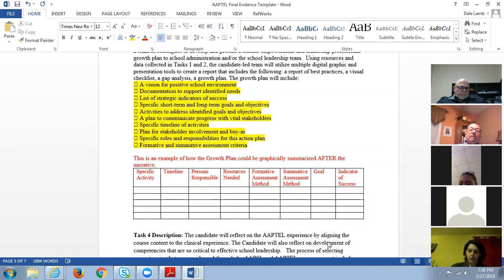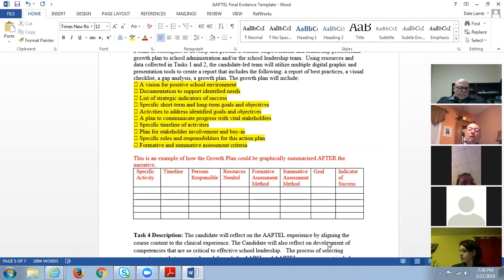You're going to do the same thing, documentation to support identified needs. Based on the needs, what is the documentation that supports those needs? You're going to talk about that under this area. Then you have a list of strategic indicators of success.